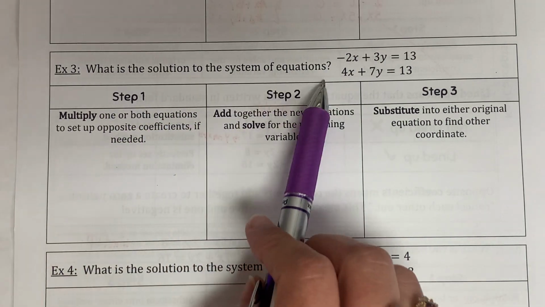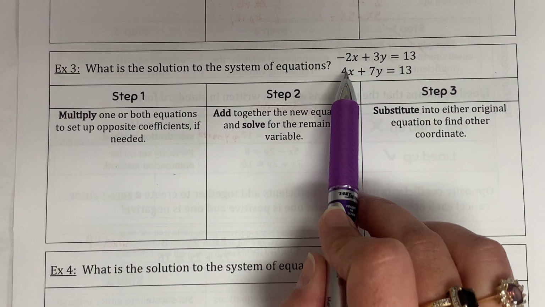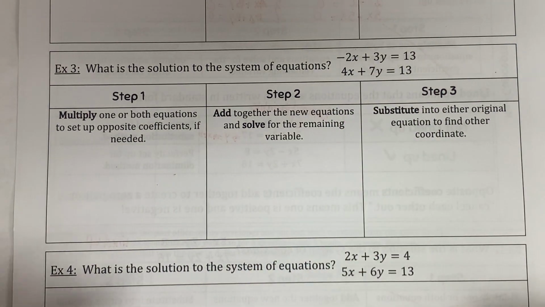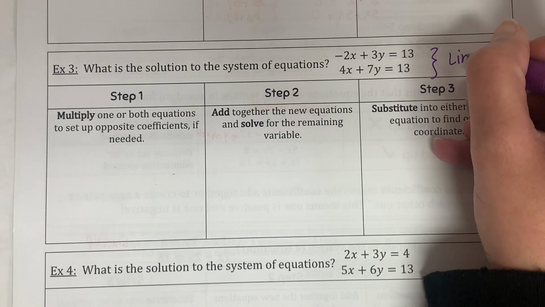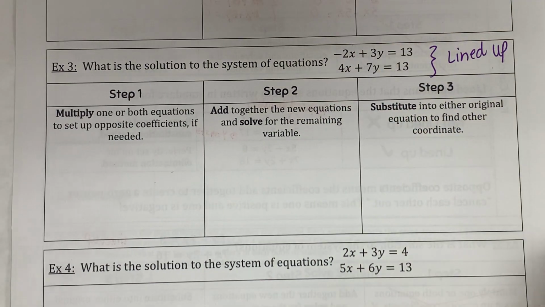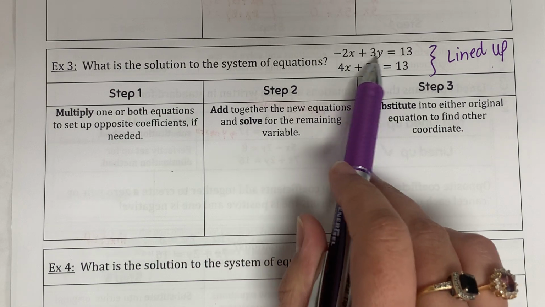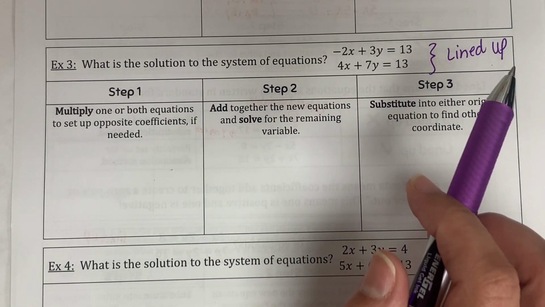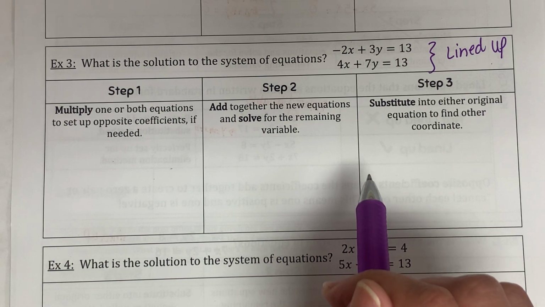What is the solution to the system of equations? Negative 2x plus 3y equals 13. 4x plus 7y equals 13. So the first thing you have to look for is, is it lined up? Yes, it is lined up. Okay, now look for a variable that you can eliminate. Negative 2x, 4x, now 3y, 7y, that doesn't work.